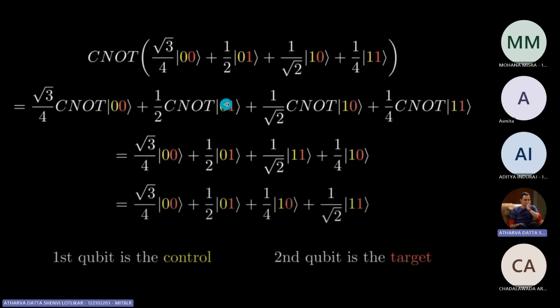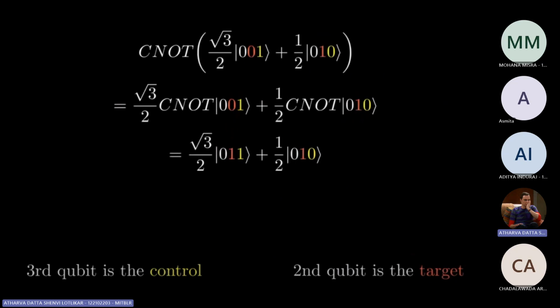Again, here the control bit value is 0, so it won't change these ones. They will remain the same. You're not making any operation. But once you have a control bit as 1, it's going to change this value. So if it is 1, 0, you get 1, 1 here. And if it is 1, 1, you get 1, 0. So that's how a whole CNOT gate, or a controlled NOT gate, works.